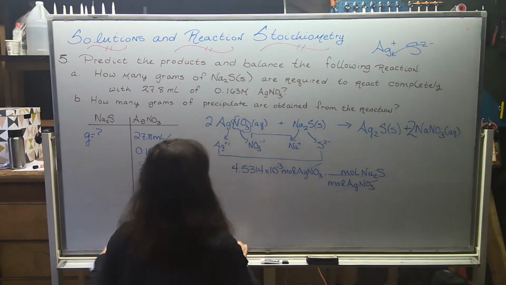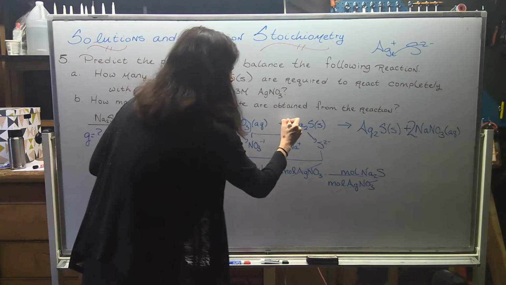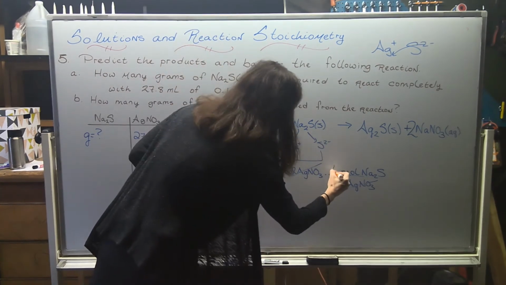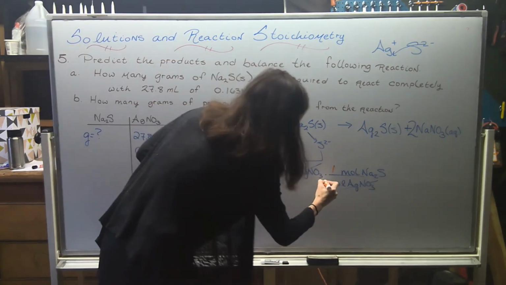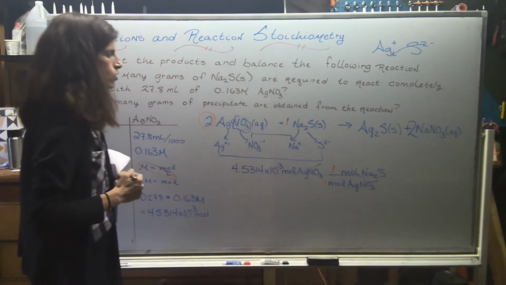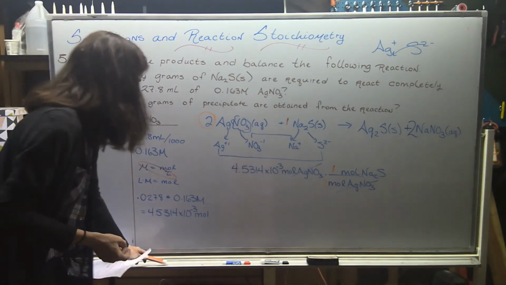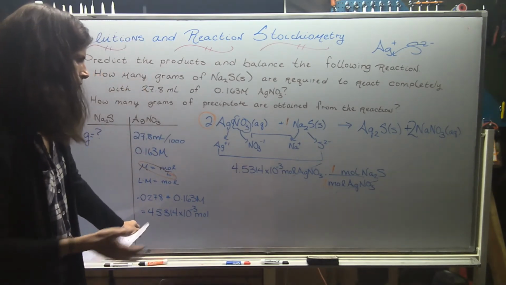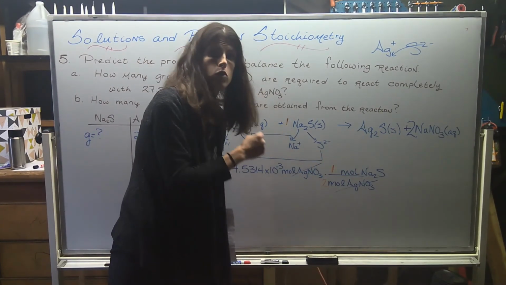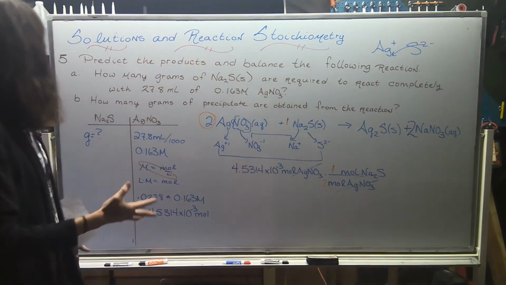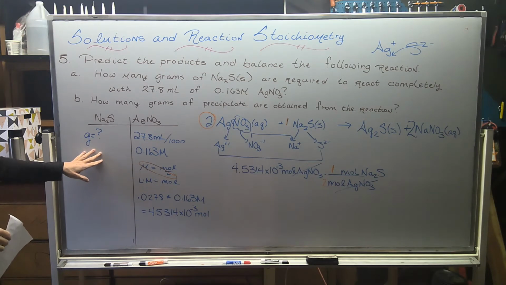And then I'm going to grab the coefficients of the balanced equation. So out here, I would have had a 1. It's understood. And then over here, I have a 2. So let me check my units and see where I'm at. Right now, moles is canceling with moles. So if I stopped right now, I'd be at moles of sodium sulfide. It's good to know, but they asked me for grams of sodium sulfide.